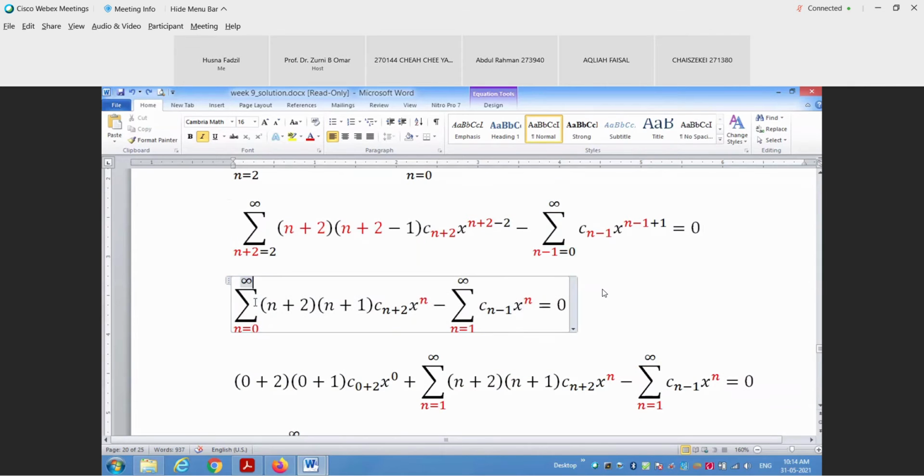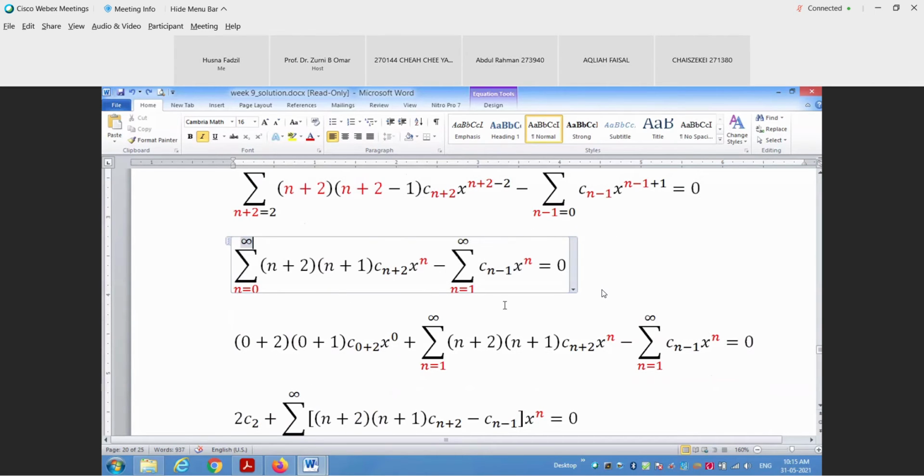So for the first series, n plus 2 equal to 2 now becomes n equal to 0, because plus 2 you bring to the right-hand side becomes minus 2, and 2 minus 2 becomes 0. So n plus 2 minus 1 will be n plus 1, so C_{n+2}, x^{n+2-2} will be x power of n. Then n minus 1 equal to 0 is equivalent to n equal to 1, because minus 1 you bring to the right-hand side becomes positive 1, and then C_{n-1}, x^{n-1+1} will be x power of n.